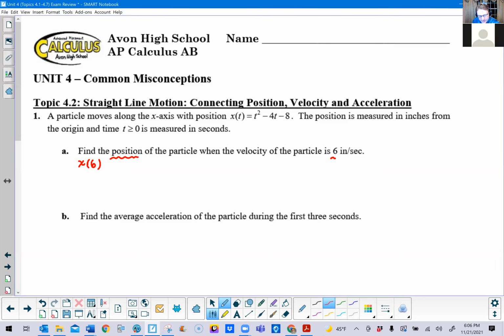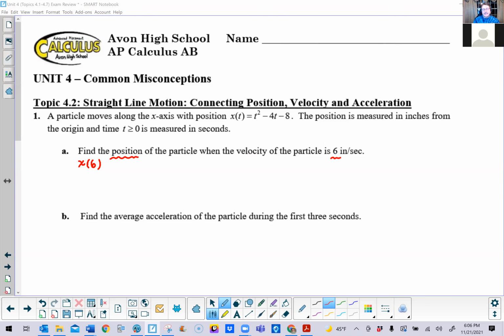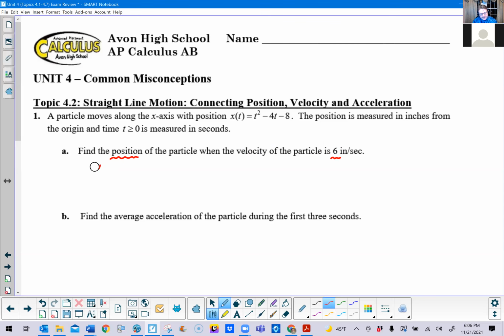Then perhaps the student sees the number 6 and immediately thinks, oh, that's a time. But we have to read this, and it says that the velocity is 6. So the very first thing that we want to do is find the time when the velocity is 6. What is the right thing to do? Well, we're going to have to start by finding the velocity, which is, of course, the derivative of x. Okay, so here we've got that going.